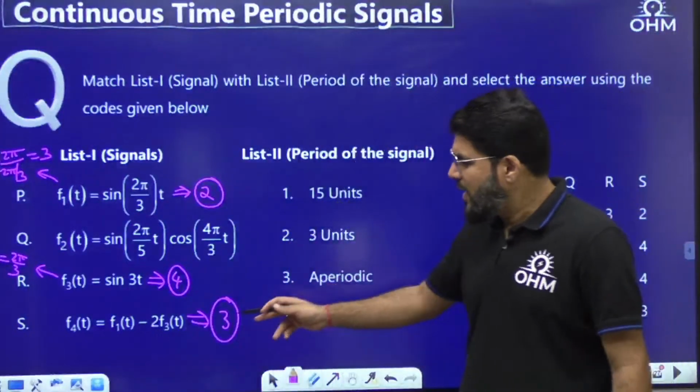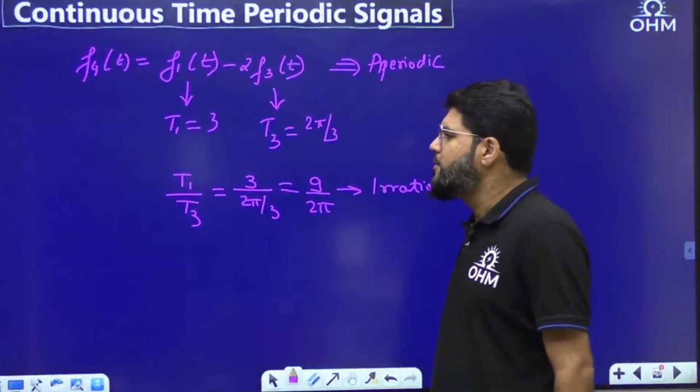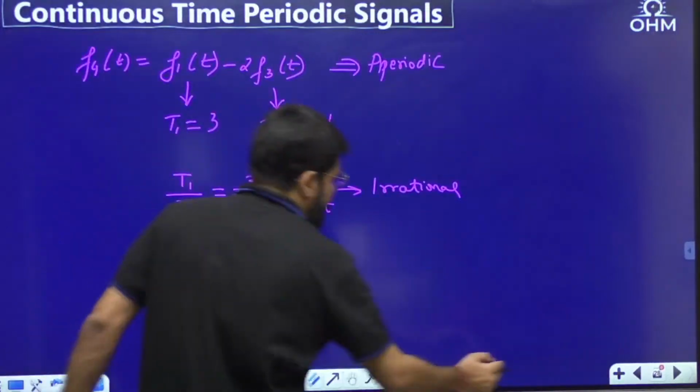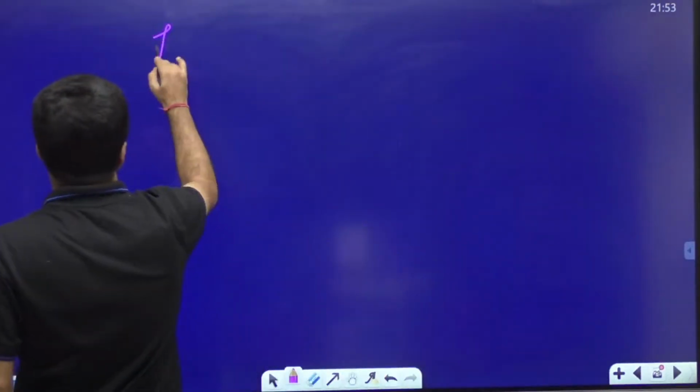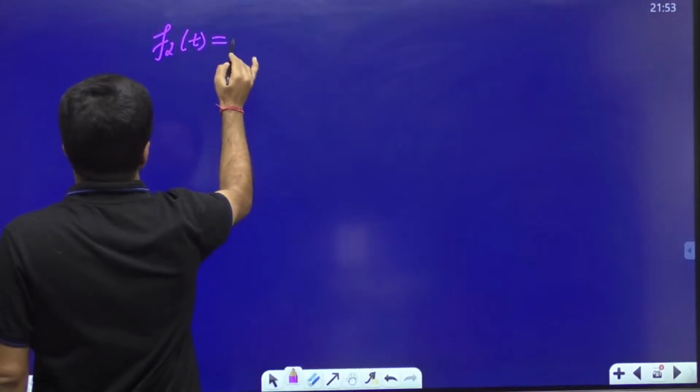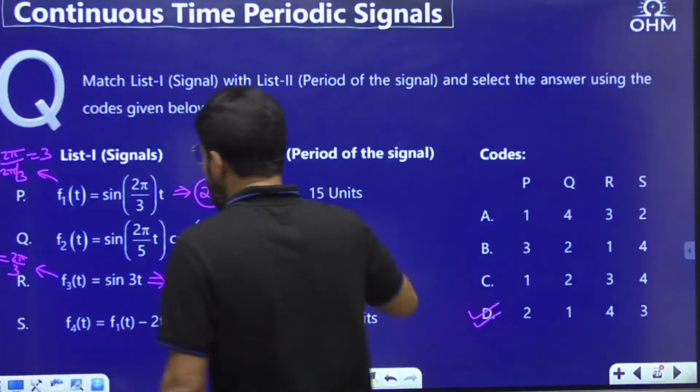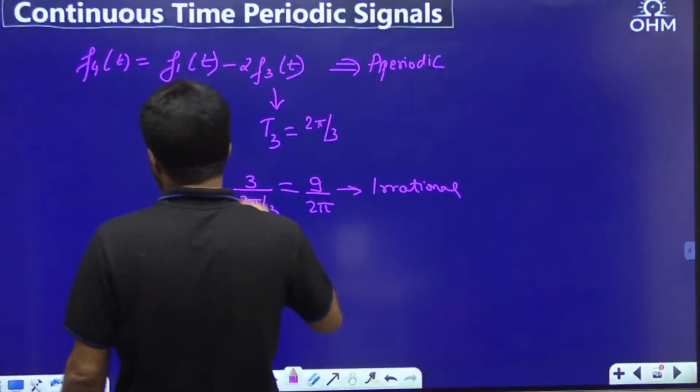So S is also done. Let us come to Q, F2t. Now let us come to the next signal, F2t here. Let's take it separately. What is F2t? It is a product of two sinusoids, sine 2 pi by 5t.